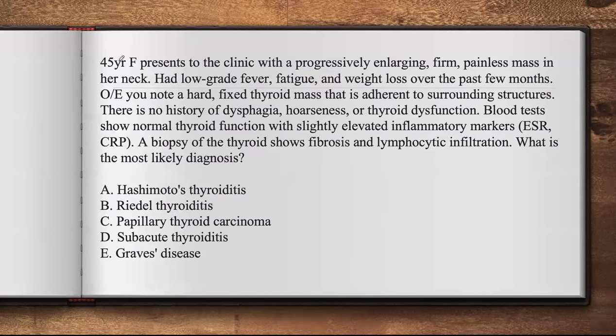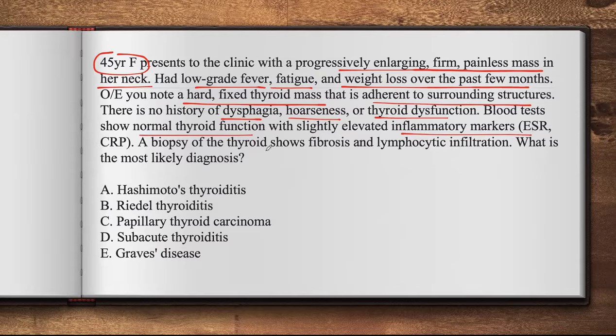Okay. Now, an interesting question. A 45-year-old female comes to the clinic with a progressively enlarging, firm, painless mass in her neck. She had a low-grade fever, fatigue, and weight loss over the last few months. On exam, you note a hard, fixed thyroid mass that is adherent to the surrounding structures. No history of dysphagia, hoarseness, or thyroid dysfunction. Blood tests show normal thyroid function and slightly elevated ESR and CRP. Biopsy shows fibrosis and lymphocytic infiltration. What is the most likely diagnosis?